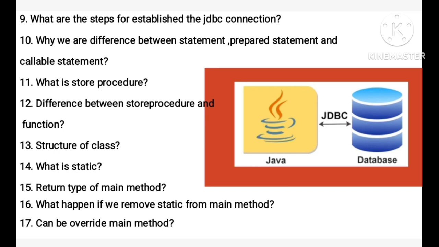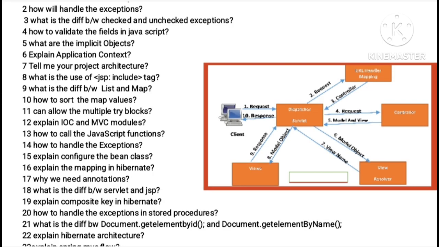Structure of a class. What is static? Return type of the main method. What happens if we remove static from the main method? Can we override the main method? Difference between Collection and Collections. What is the difference between try and catch? How will you handle the exceptions? What is the difference between checked and unchecked exceptions?